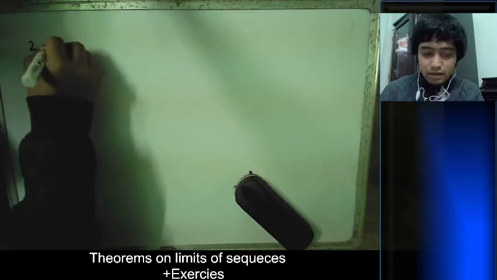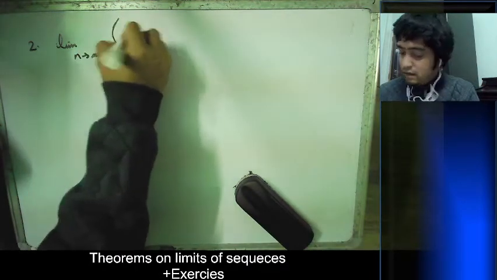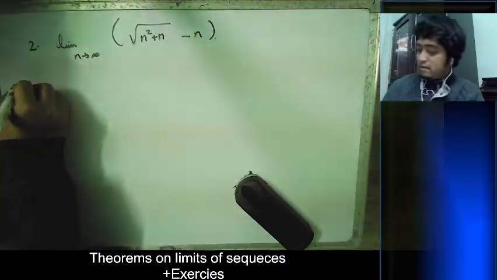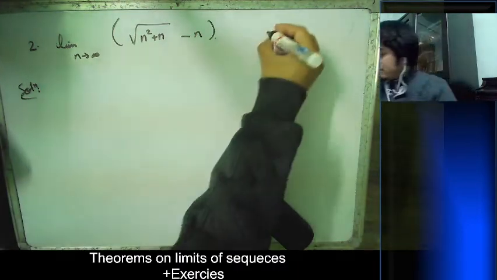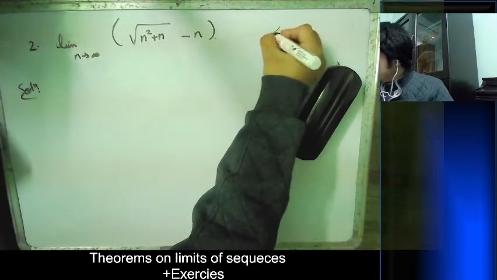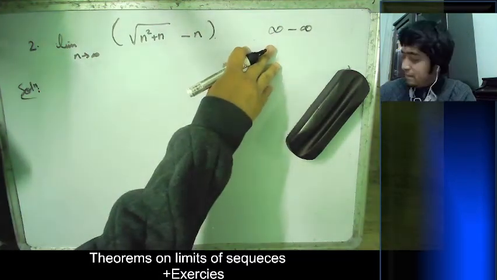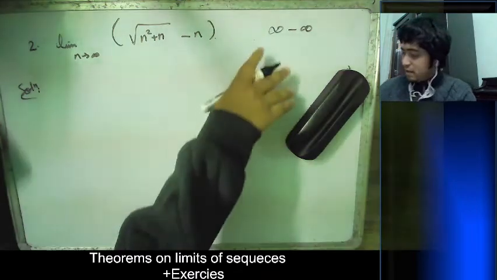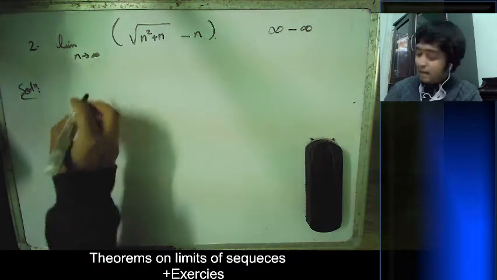Number 2, limit n tends to infinity, root of n square plus n minus n. Again, over here, if you put n equal to infinity, you will be getting root of a very huge number, and minus n, which is also very huge. So infinity minus infinity, do not think that it is 0. It may have some other value, because this is not defined, it doesn't have a unique value.